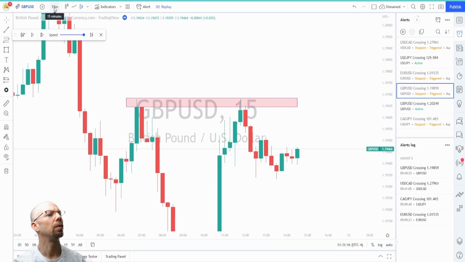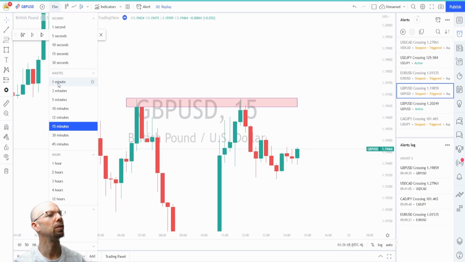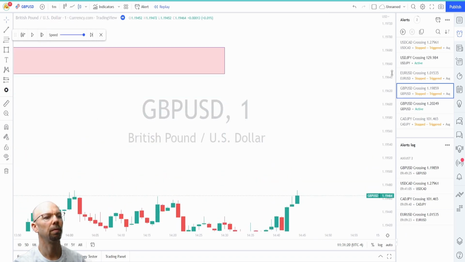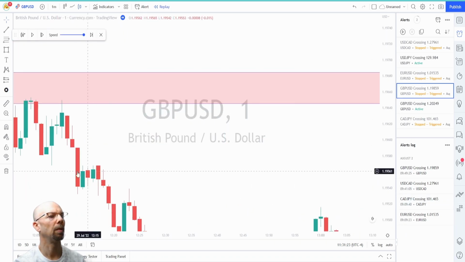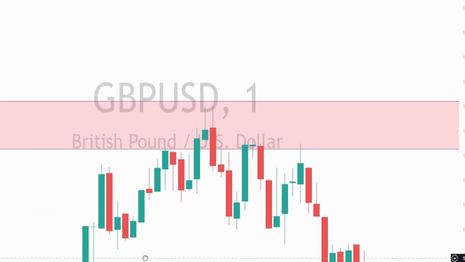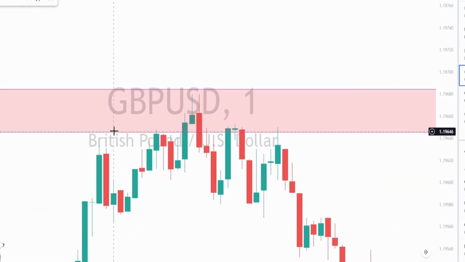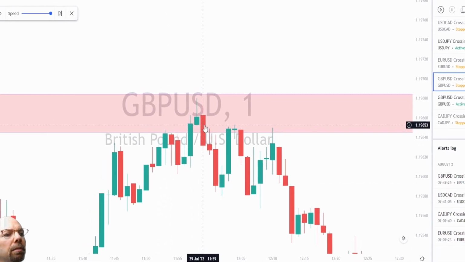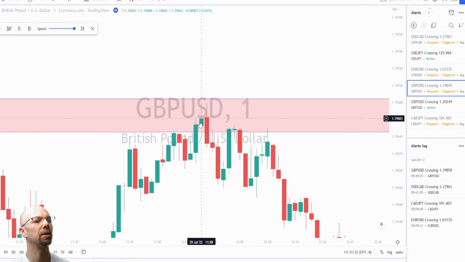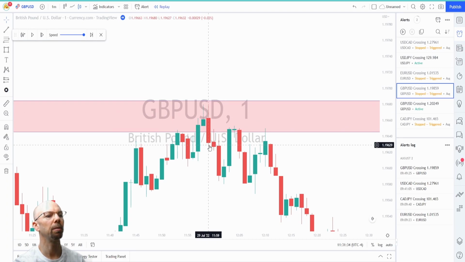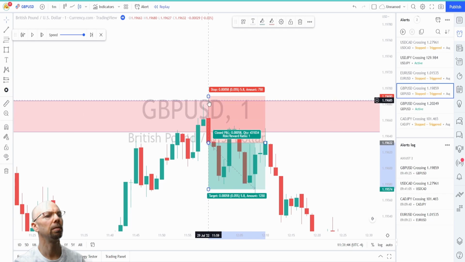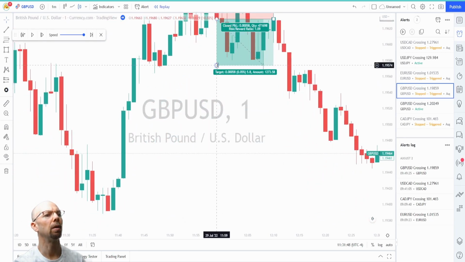Now, if you drop down to the 1-minute chart, what do you see? You can see price comes into the area, signs of exhaustion, an engulfing pattern to the opposite direction. You would have got in on this trade on the close of the candle. And you would have targeted the low.